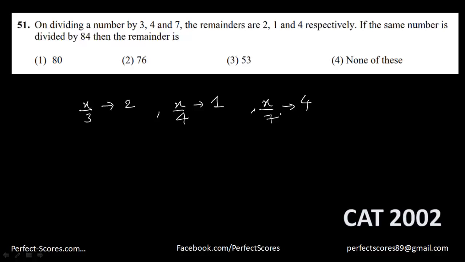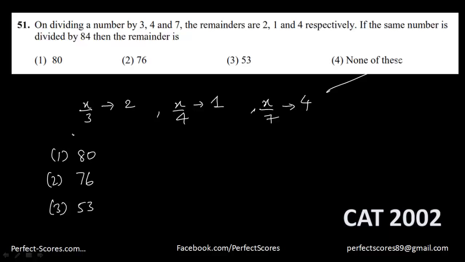Now the question says that if the same number is divided by 84, then what is the remainder? So these are my answer options: 80, 76, 53. I'm not going to place too much emphasis on none of these right now. I'm just going to go by these three answer options. So the question is saying, what is the remainder when that number is divided by 84? So this is what I have to find out.